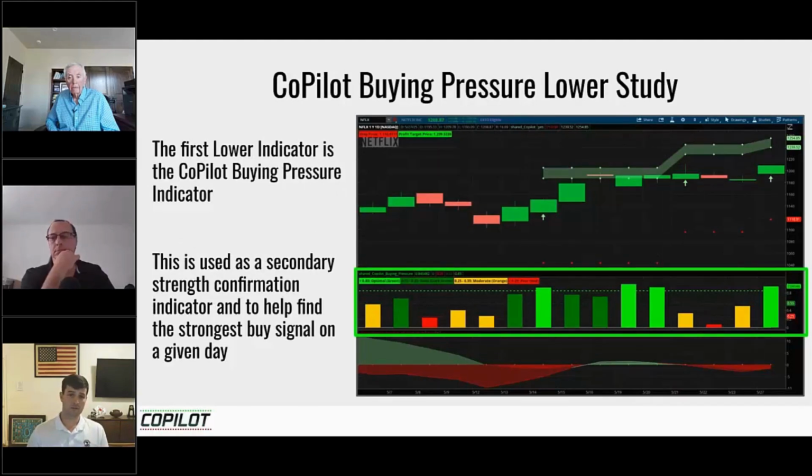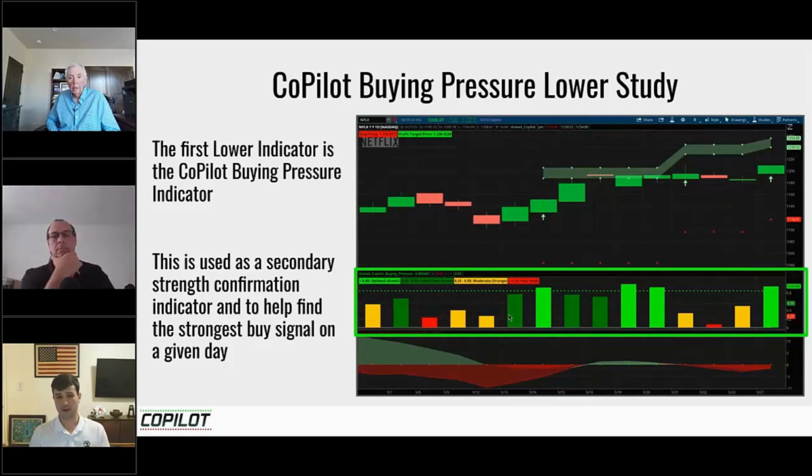Now, moving on to the two lower studies that are included in the CoPilot system, as I mentioned earlier. The first one is the buying pressure lower study. That's the middle chart you see right here, boxed in green. And we include this because we like to use both of these lower studies as secondary trend strength confirmation.